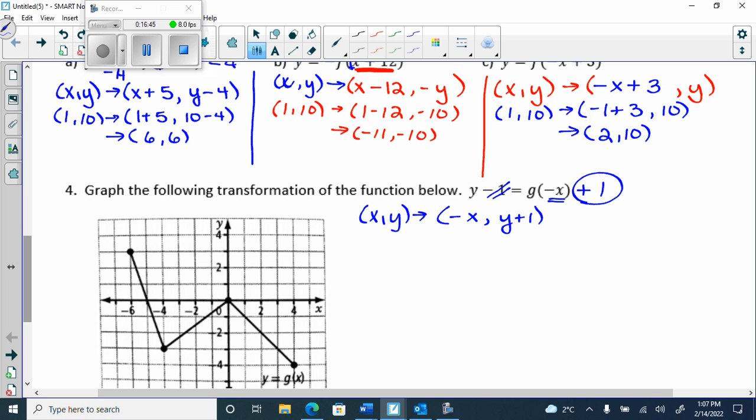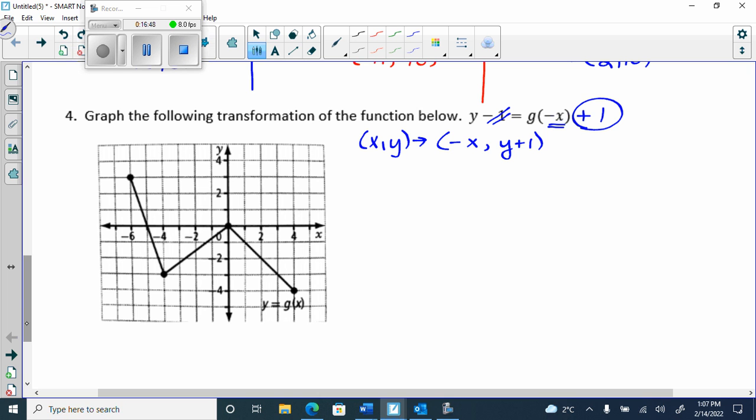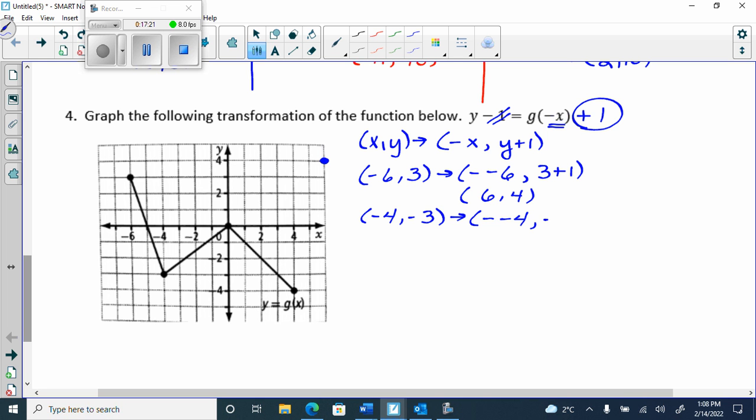So now I have to plug these in. So I have negative 6 and 3. That's my first one. Negative 6 and 3 becomes negative a negative 6, and then 3 plus 1. So it's going to become 6 and 4. Then I move to the next one. I don't just pick sporadic dots around. I'm going to go to the next one. The next one is at negative 4 and negative 3. Now I'm going to get minus a minus 4, and then negative 3 plus 1, which is 4 and negative 2.